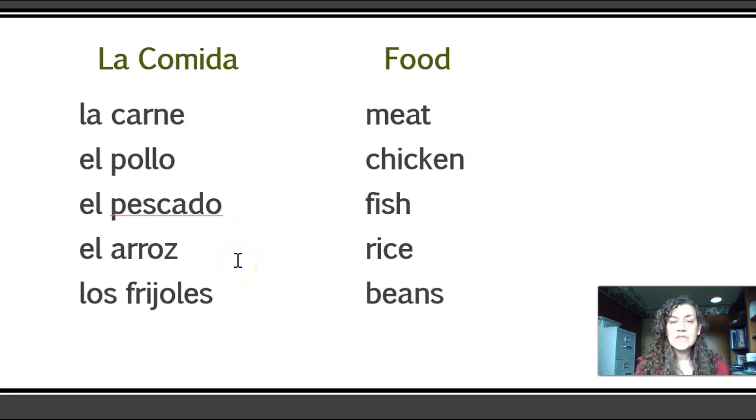El arroz is rice. You've probably heard of arroz con pollo. Okay, that's rice with chicken. El arroz. And beans is a big staple. Los frijoles. So the J sounds like an H. Frijoles. Los frijoles.